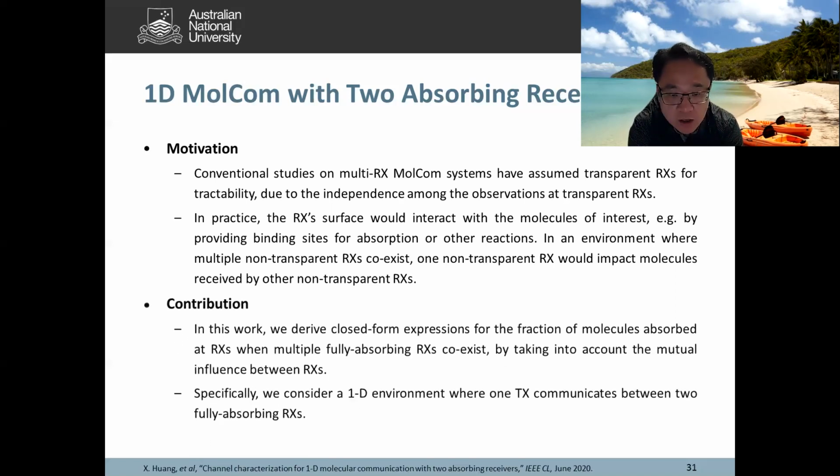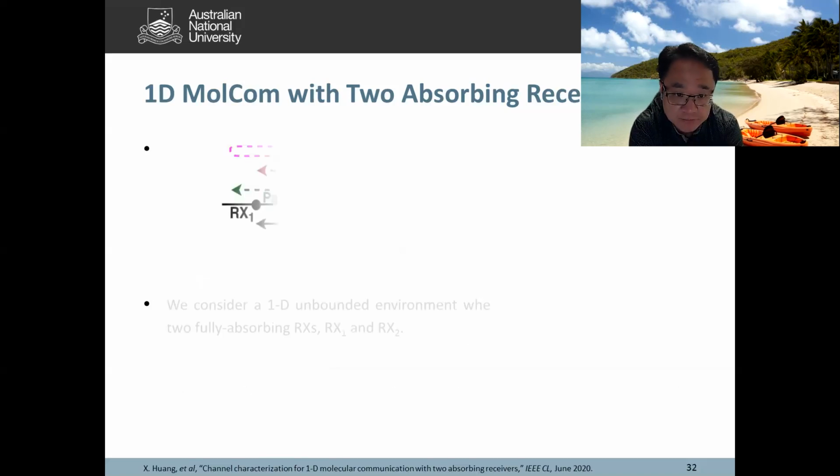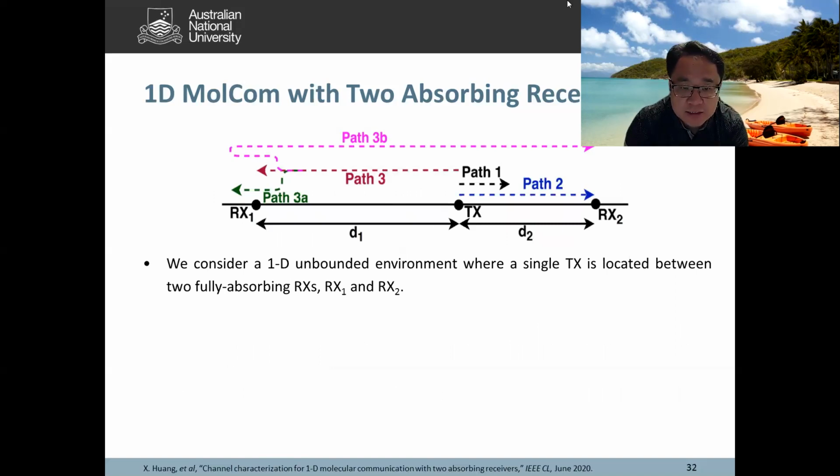So motivated by this, we start from the very simple case. In this work, we derive the closed form expressions for the fraction of molecules absorbed by two receivers when we have two fully absorbing receivers coexisting in a 1D environment. Specifically, as we mentioned, we consider a 1D environment. We will only consider one transmitter communicating with two fully absorbing receivers. So here is the system. In this 1D unbounded system, we consider there is receiver 1, receiver 2 and a single transmitter, which is located between the two fully absorbing receivers.